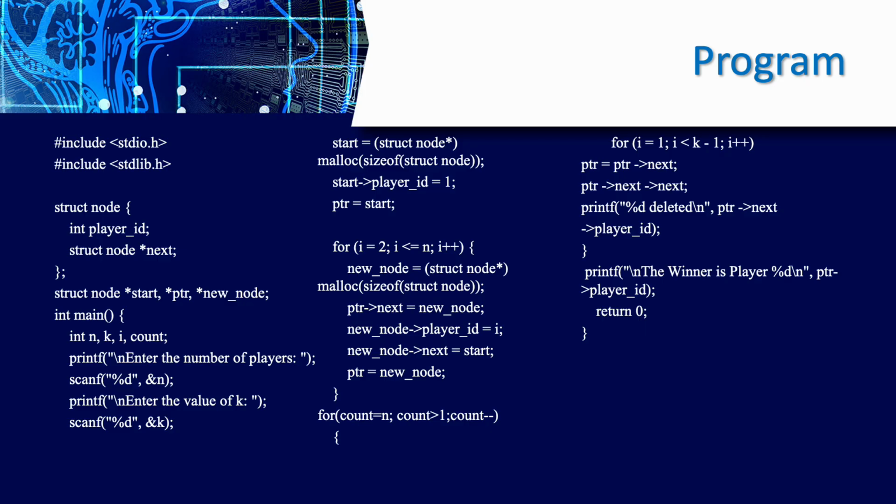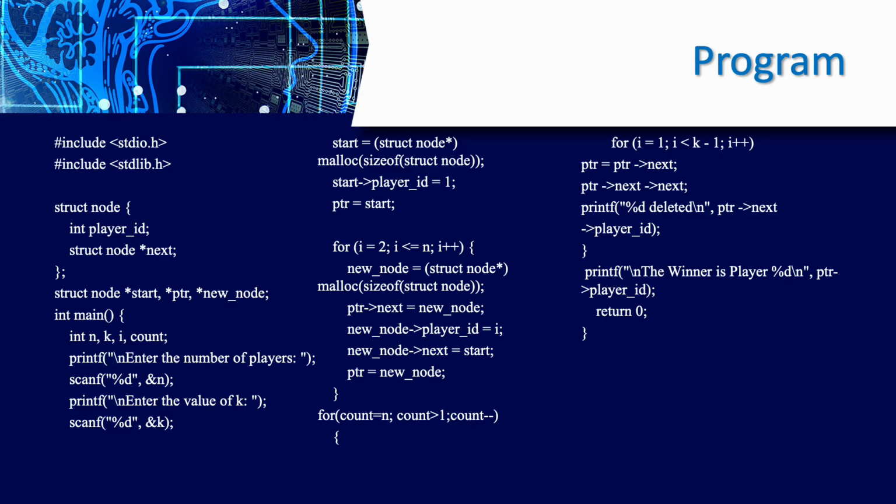And next delete the kth player, the target. That means ptr of next equal to ptr of next of next, so you are bypassing that particular player. Bypass the deleted node. The memory is not freed here, but the program still works. Finally, print the deleted players.